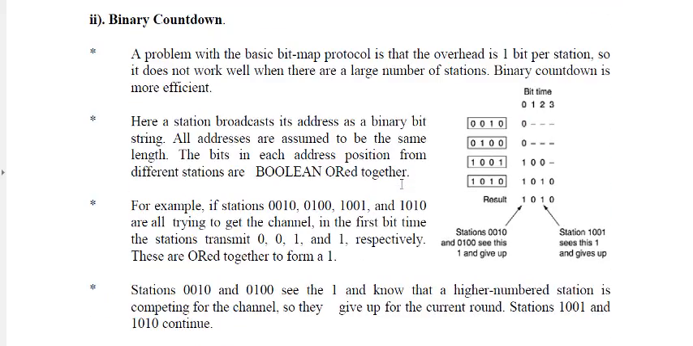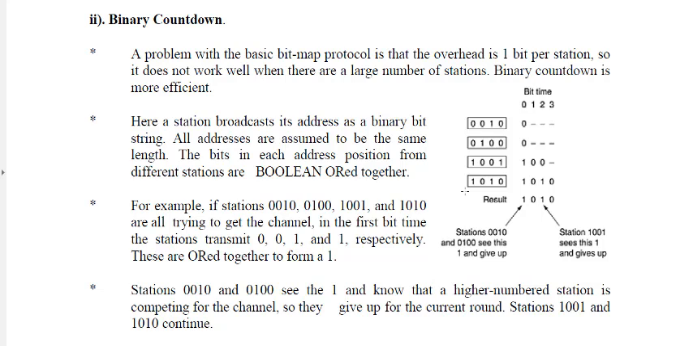And this is binary countdown. In this binary countdown, what happens? Every station has an address. So in this example, we can see that 4 stations are broadcasting their addresses. This station's address is 0010, the second one is 0100, then 1001, and 1010. These are the addresses broadcast by these 4 stations.